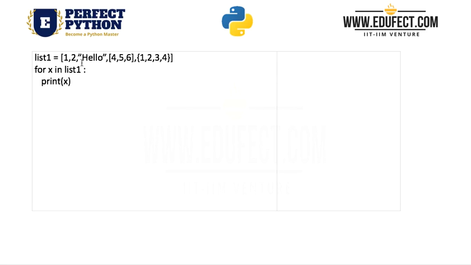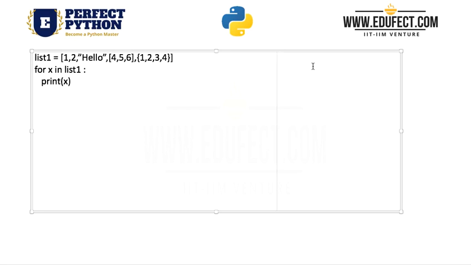For example, here we have a list 1, and the first two elements are numbers, integers. The third element is a string. The fourth element is a list, and the fifth element is a set. When we say for x in list 1 and print, we will get these elements: 1, 2, the string hello, then the list 4, 5, 6, and then the set 1, 2, 3, 4. So in a list, we had all kinds of elements in it.